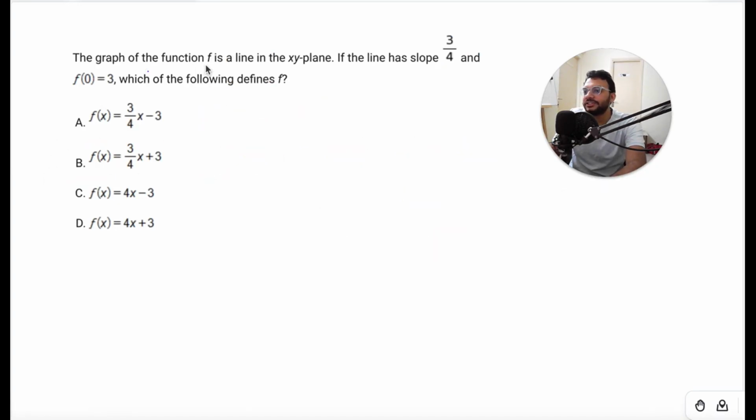The graph of the function f is a line in the xy plane. It's a straight line in the xy plane. If the line has a slope of 3 over 4 and f of 0 is 3, which of the following defines f? Okay, so for a standard straight line, the general equation is y is equal to mx plus c, where m is the slope of the line, c is the y-intercept.